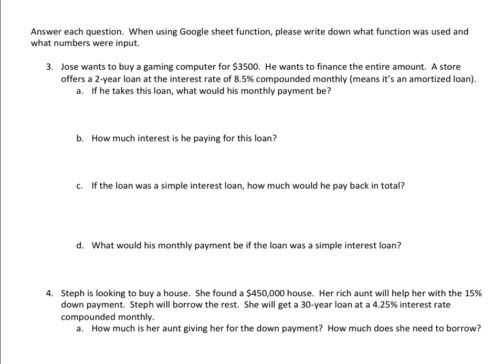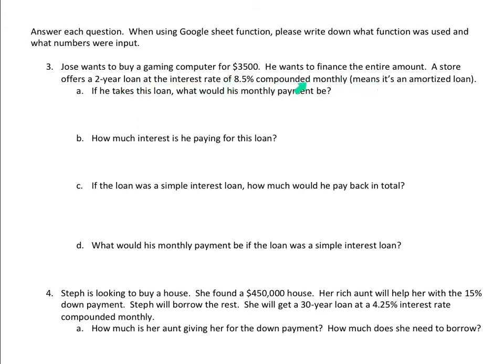So let's look at some questions here. Answer each question. When using Google Sheet, please write the function that was used and the numbers that are input. Okay. Hussein wants to buy a gaming computer for $3,500. Wow, that's an expensive computer. He wants to finance the entire amount. Okay. Store offers a 2-year loan. The interest rate is 8.5% compounded monthly.